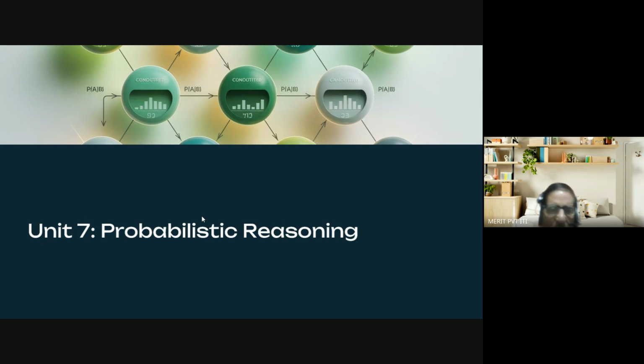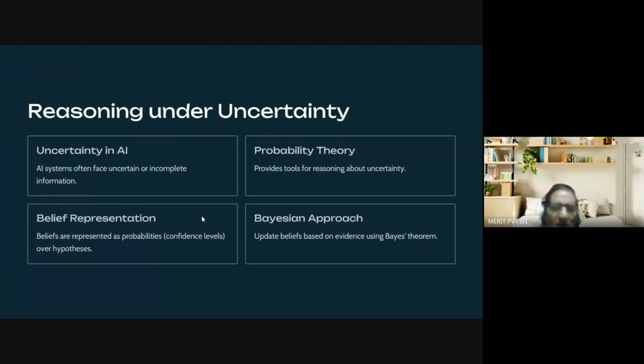So now comes probabilistic reasoning: reasoning under uncertainty. AI systems often face uncertain or incomplete information, so probability theory provides tools for reasoning about uncertainty. How uncertain are you? What is the probability of your success? Is it 10%, 90%, or 95%? That's how much uncertainty, how much certainty.